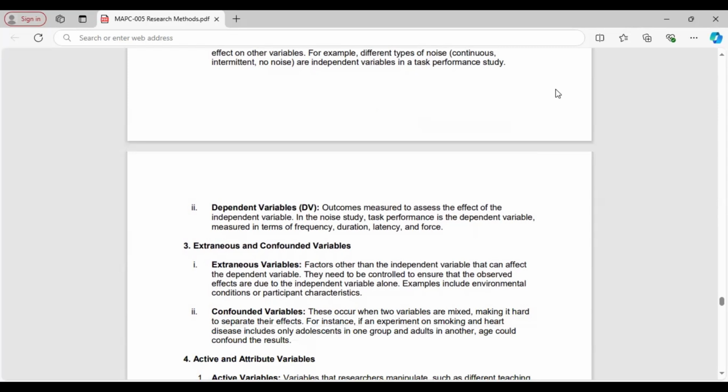Extraneous and confounded variables. Extraneous variables are the variables other than the independent variables which can affect the dependent variable, and these should be controlled, such as environmental conditions during an experiment. And confounded variables: confounding occurs when two variables are mixed, complicating the ability to separate their effects. For example, age differences in smoking and heart disease studies.